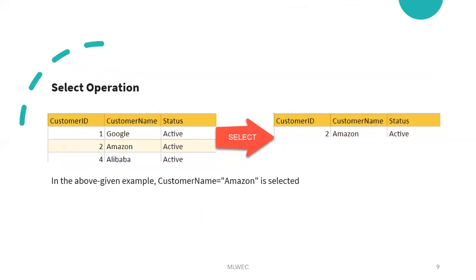And the select operation: if you are going to select, meaning retrieving data from the given table based on a condition, customer name equal to, I am giving, Amazon. So now I want to get the Amazon row of data. After applying the select statement, I got the result Amazon and active. This is the select operation.